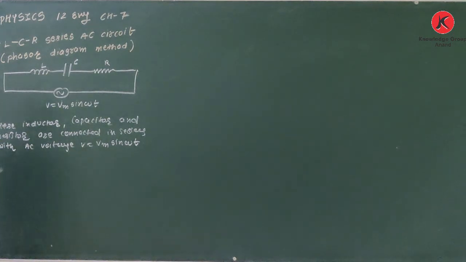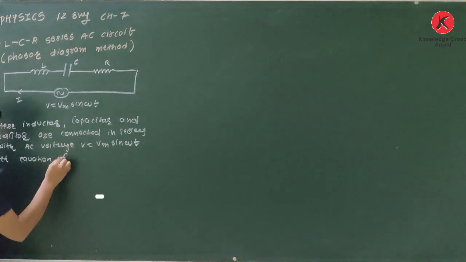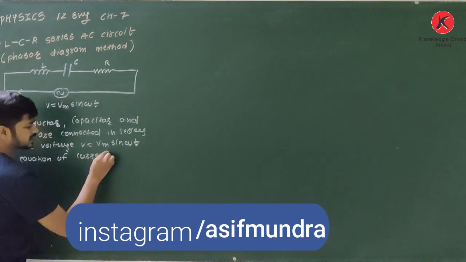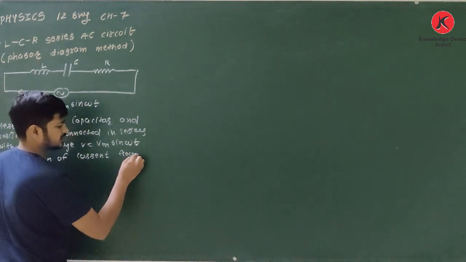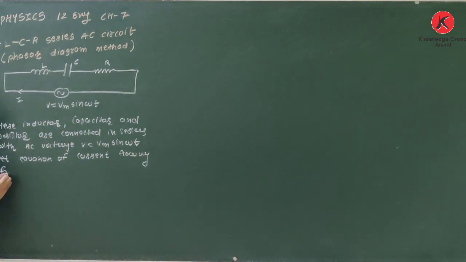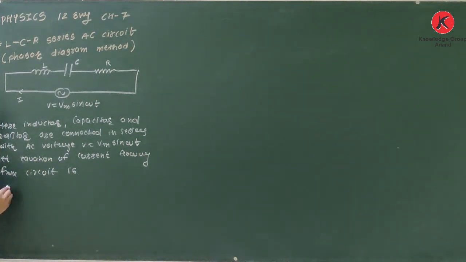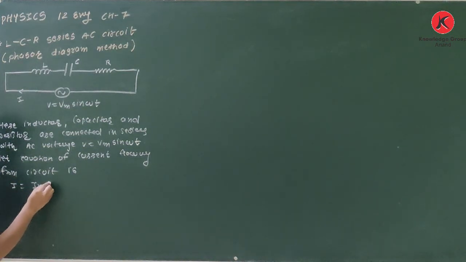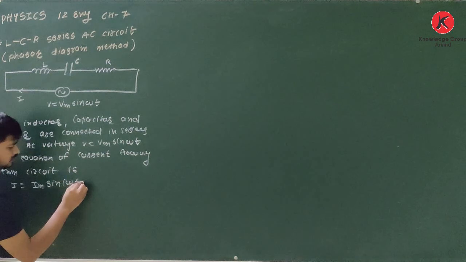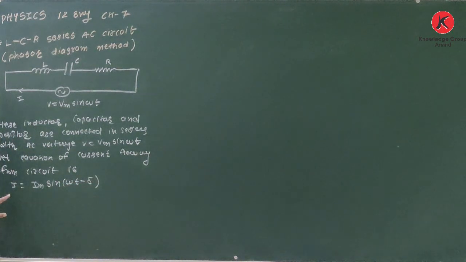What we have to find is the equation of current flowing through the circuit. So I am assuming that the equation of current flowing through the circuit is I equals Im sin(omega t minus delta).